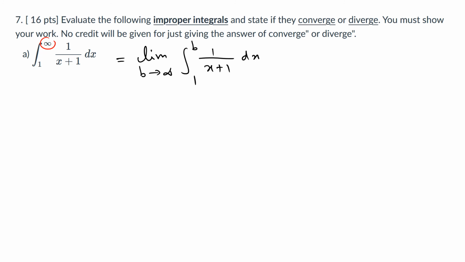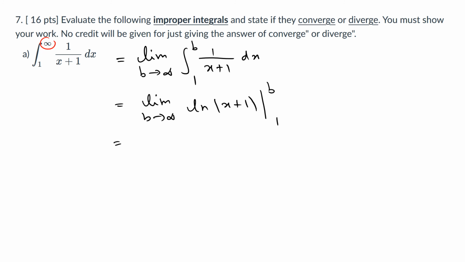And you can see you don't need substitution for this problem. One is just a constant. When you have a constant, you can simply ignore it when you try to find the form. So this looks exactly like 1 over x. That means this is simply the limit as b goes to infinity of the natural log of x plus 1. Okay, 1 is a constant. And then you evaluate at b and 1. Those are the limits.